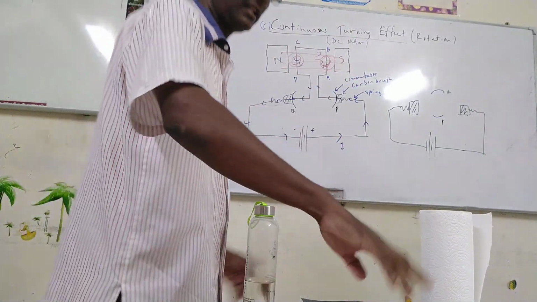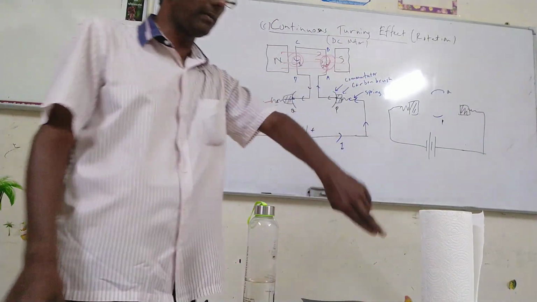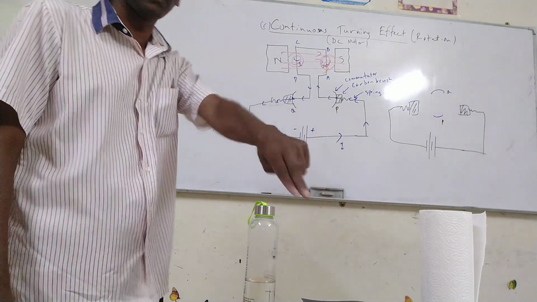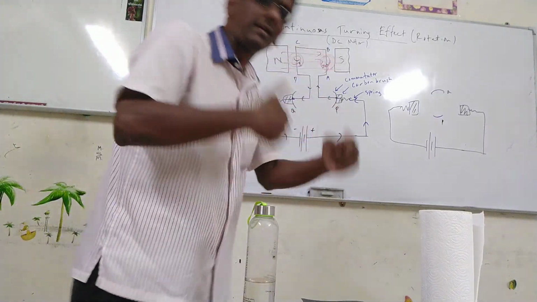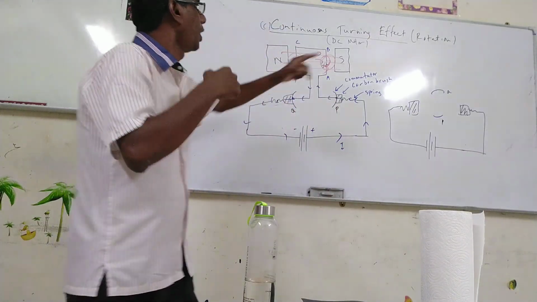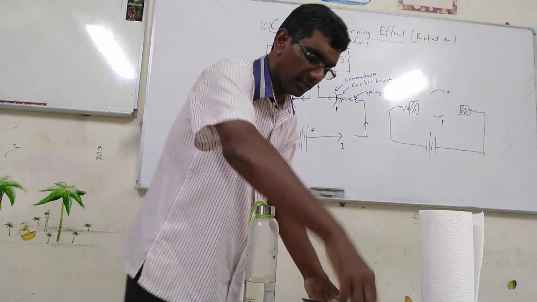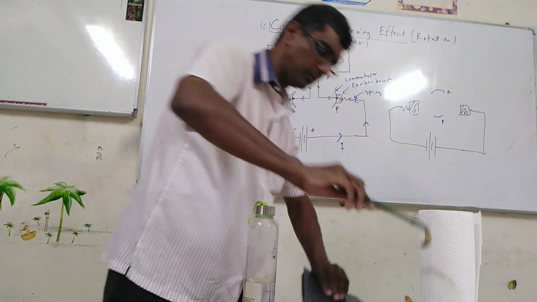This is the positive battery. So current is coming in and out, coming in and out. As a result, the continuous turning effect happens, or rotation like this. Again, I repeat it to you.